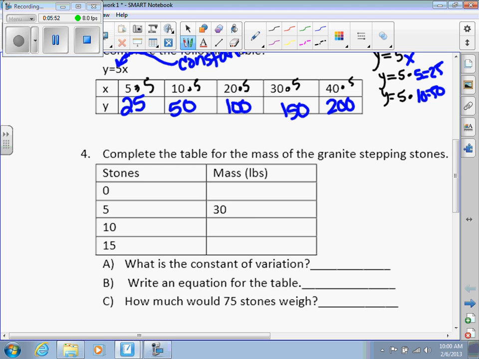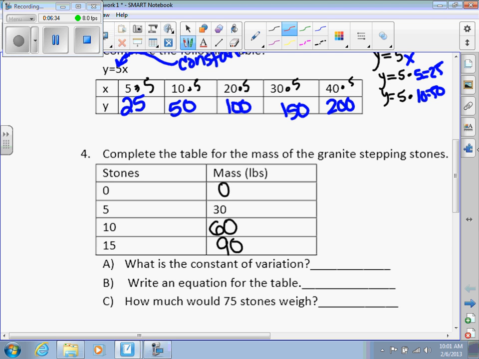All right. Question 4. It says complete the table for the weight of granite stepping stones. You know what stepping stones are? A little bit. Whenever you go into your house, they're on the floor. Yes, like a walkway. Okay? They weigh them. So we're going to figure out the weight of so many stones when they're stacked on top of each other. So if you have 0 stones, how many pounds? 0 pounds. 5 stones, how many pounds? 30. So 10 stones would be 60, and 15 stones would be 90.